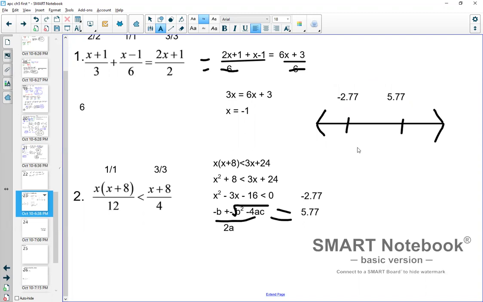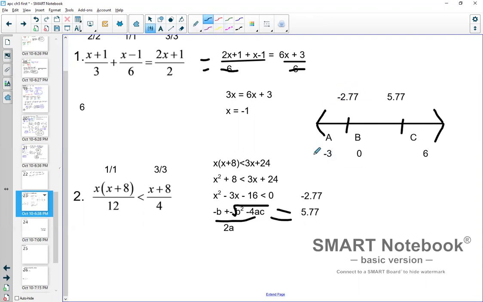My goal is to test each section: A, B, and C. For A, I need something smaller than negative 2.77, so I could plug in a negative 3. For B, I need something between negative 2.77 and 5.77. I'll put 0. And then I need something bigger than 5.77. It could be 6. Remember, you can't get it wrong as long as you choose something in the right zone.